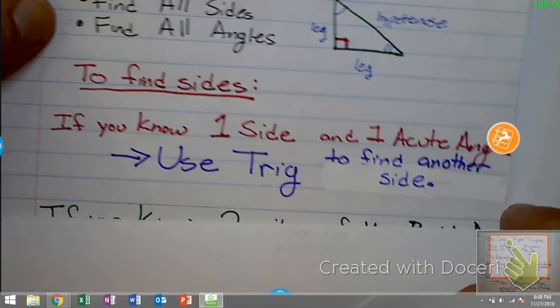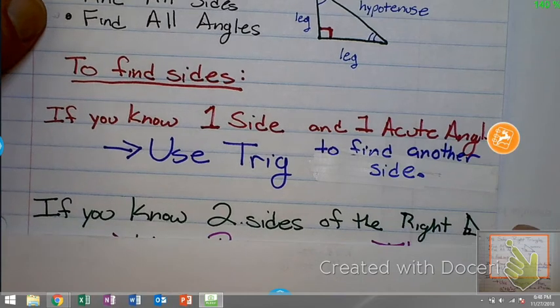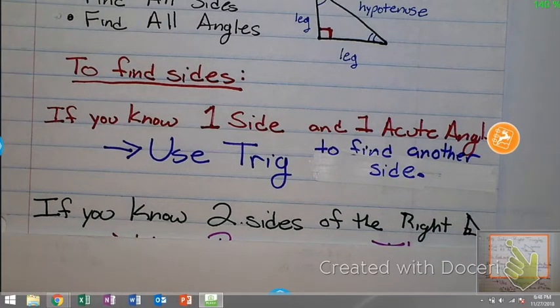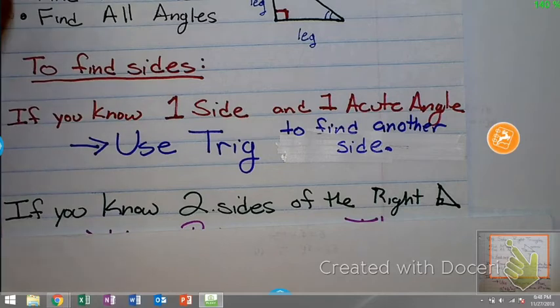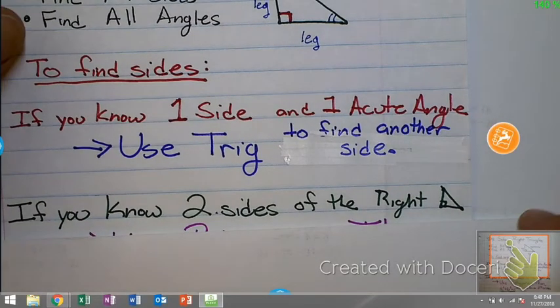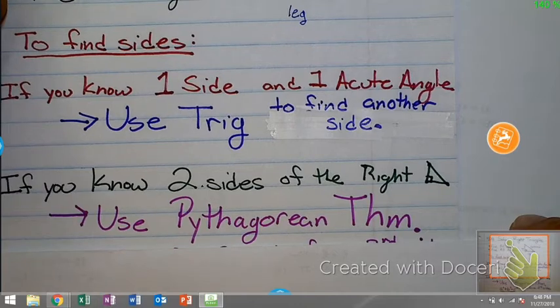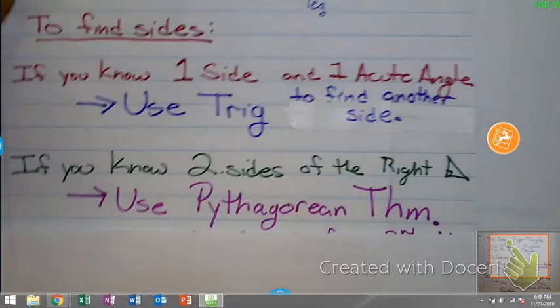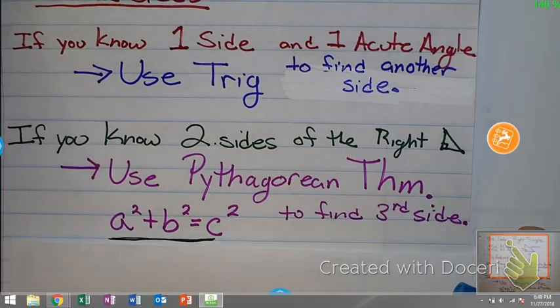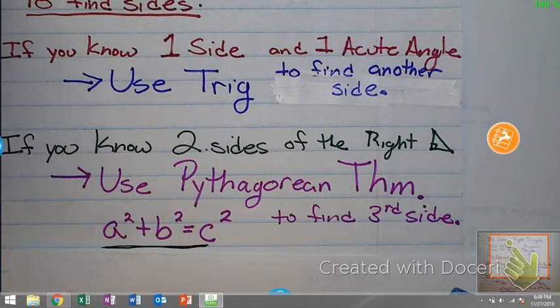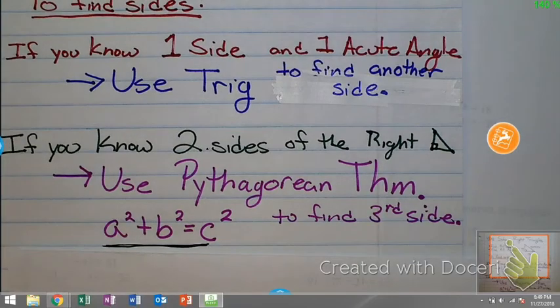After you find the second side, that's when you know two sides. Or if you start the problem and you happen to know two sides of the right triangle, then we are going to go into our memory banks and use what we know. We are going to use the Pythagorean theorem: a squared plus b squared equals c squared. Apply what we know, and that's how we are going to find the third side.